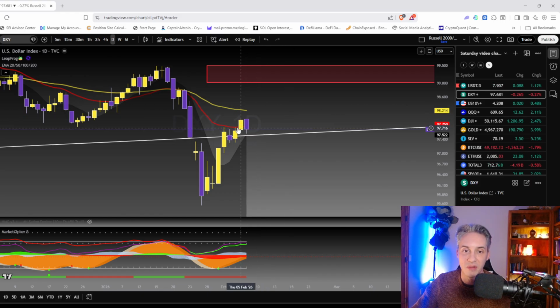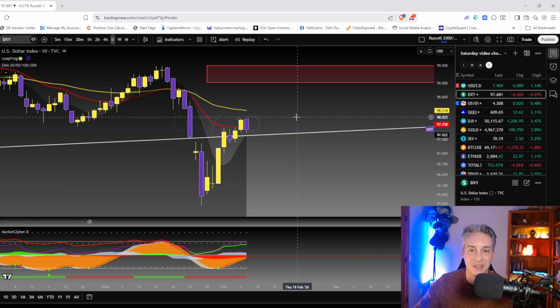But the fact of the matter is that we're hanging out around the 20. If it can't even get above the 20, Dixie's going down, assets are going up. Is that a guarantee? No, but that's typically the correlation, and that's why we watch these things.